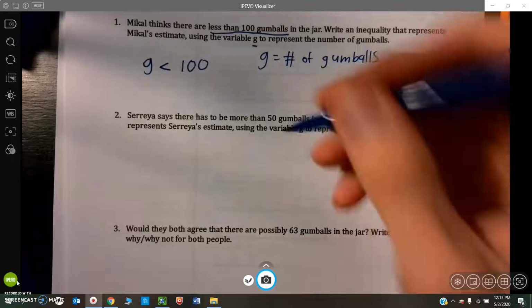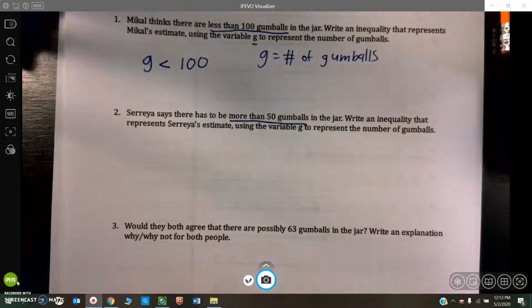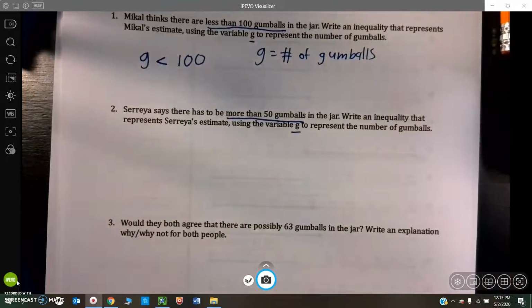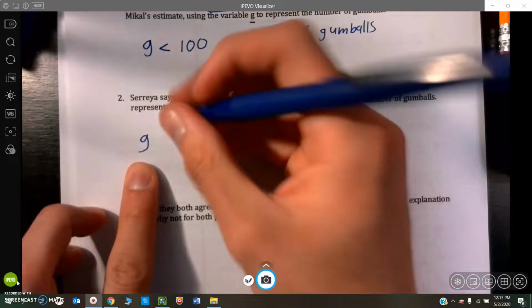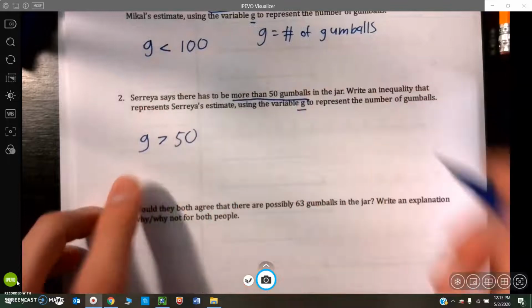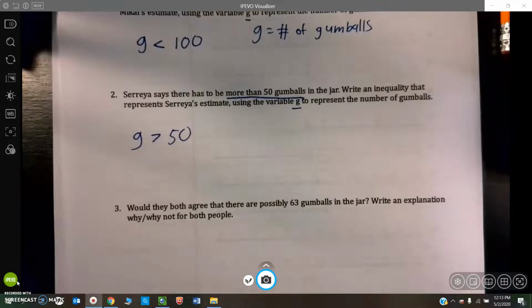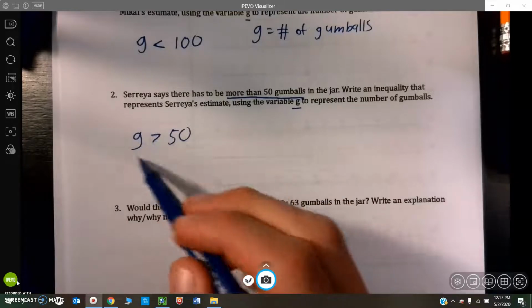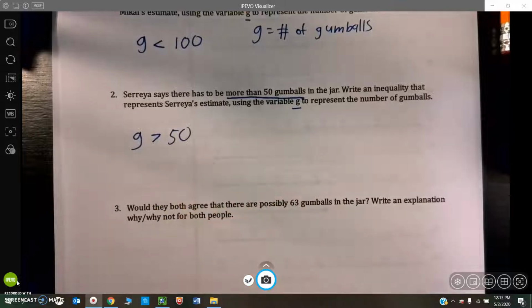Now, Soraya says there has to be more than 50 gumballs in the jar. So write an inequality that represents Soraya's estimate. Once again, we are using g to represent the number of gumballs. Soraya thinks the number of gumballs, she used the number 50, is greater than 50. Okay? So Soraya says that she doesn't know how many there are, but she knows that there's at least 50. There's more than 50.